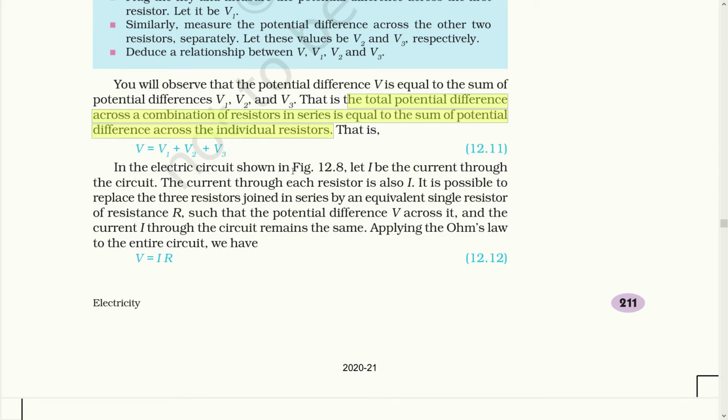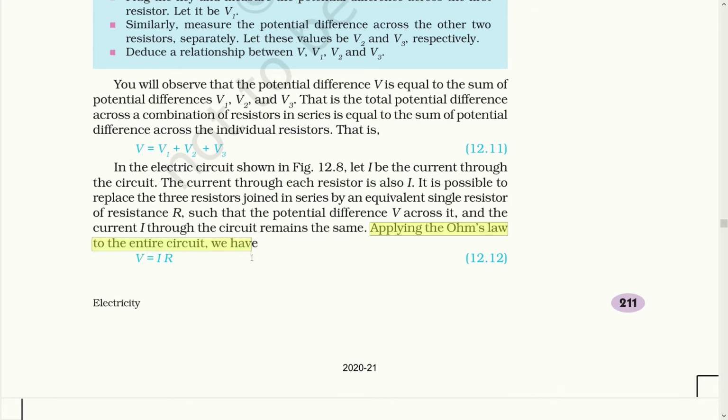In the electric circuit as shown in figure 12.8, let I be the current through the circuit. The current through each resistor is also I. It is possible to replace the three resistors joined in series by an equivalent single resistor of resistance R, such that the potential difference V across it and the current I through the circuit remain the same.